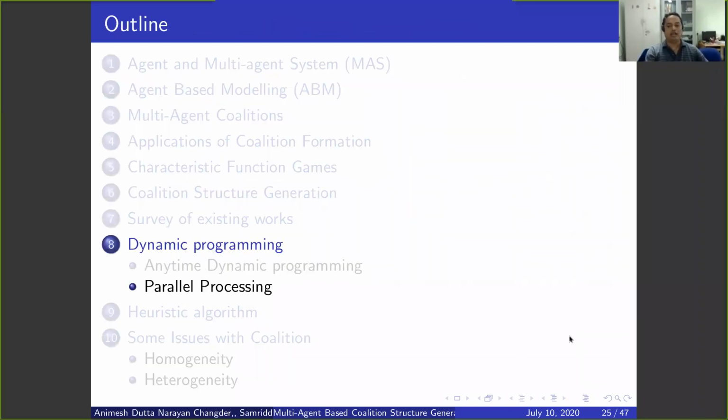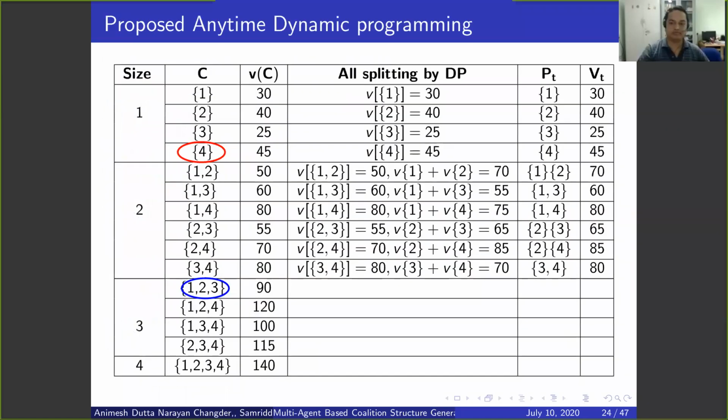Now, another work: one of my PhD students worked on parallel processing of the dynamic algorithm. She says that once the one-size coalition is completed, the two-size coalition can be executed simultaneously. Once the two-size coalition is completed, all the three-size coalitions can be executed simultaneously because they don't have any dependency relations.